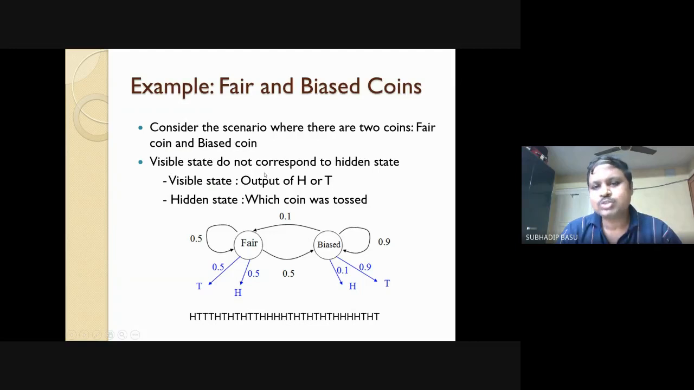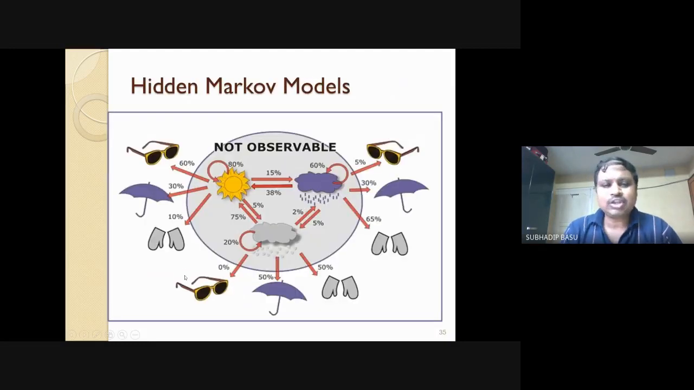Now, visible states do not correspond to the hidden state. So these are only the visible states. So can we say which coin has been used? This is the generic problem that we try to handle in case of a hidden Markov model. Given these sequences, can we say whether this is a biased coin or a fair coin?